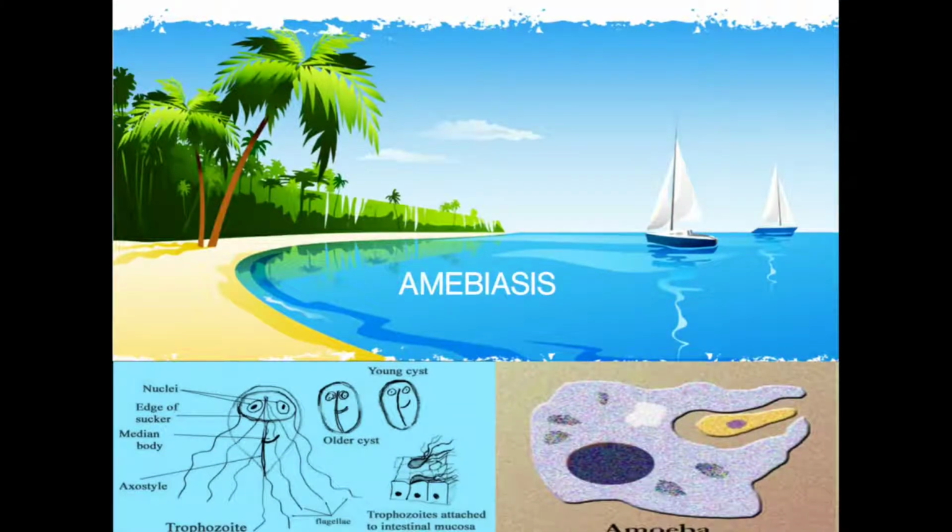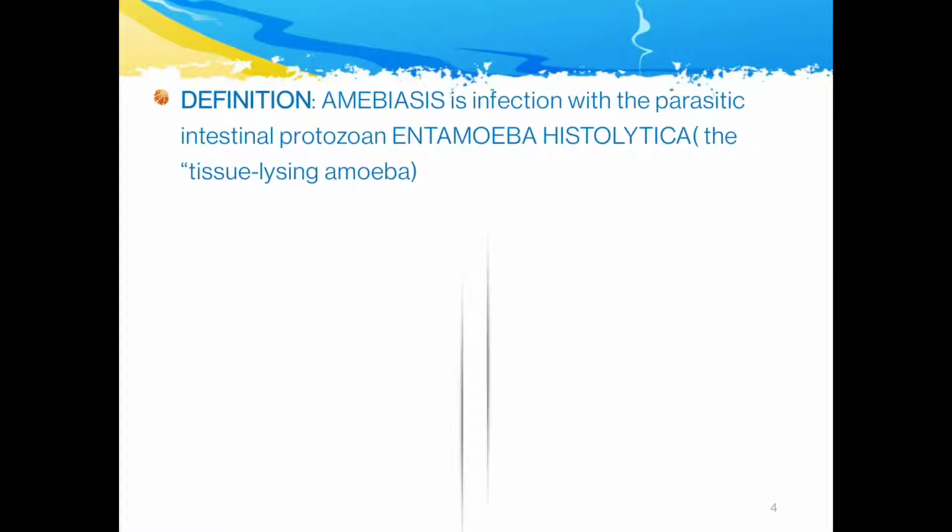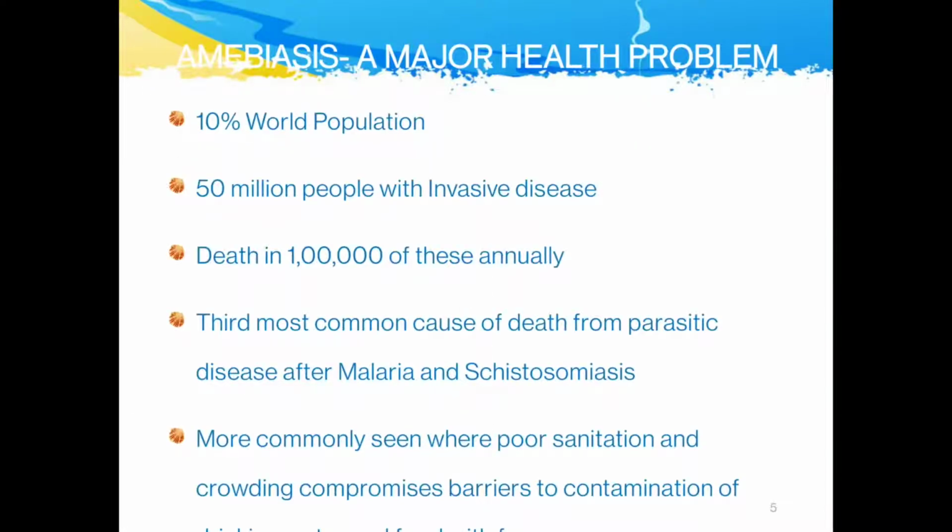Then we move further to the definition. Amoebiasis is an infection with a parasitic intestinal protozoa, Entamoeba histolytica, the tissue-lysing amoeba. Amoebiasis is a major health problem. About 10% of the world population, 50 million people, have the invasive disease. Death is 1 million annually, the third most common cause of death from parasitic disease after malaria and schistosomiasis.